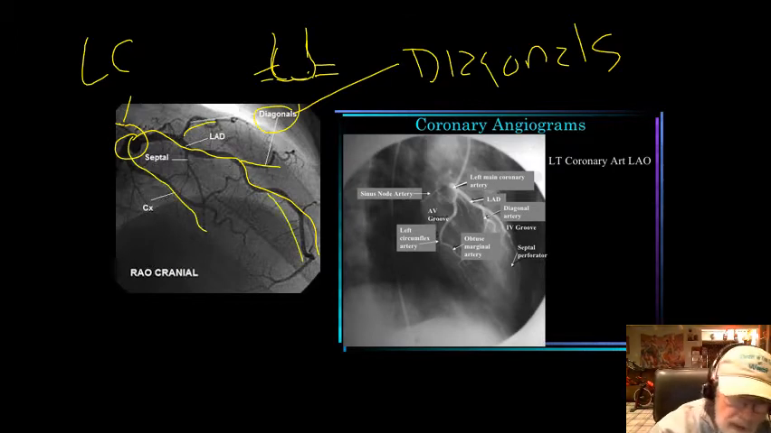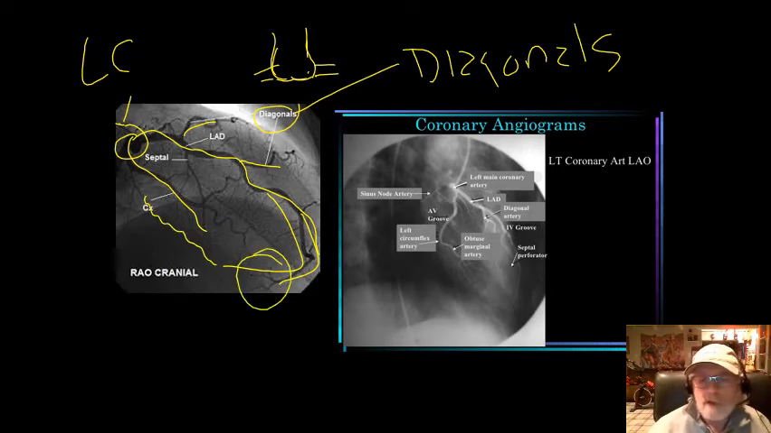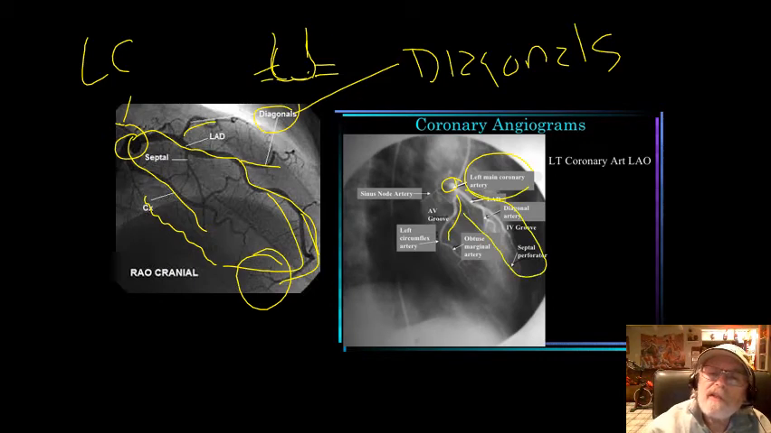This is going all the way down to the apex of the heart, and will circle underneath the apex of the heart and actually meets with the right posterior interventricular, or right posterior descending, in sort of a functional anastomosis, just on the posterior side of the apex. Here we go again. Here's the left main coronary artery. It's that little area right here. Here's the circumflex going around the back, and here's the left anterior descending that comes down in there.